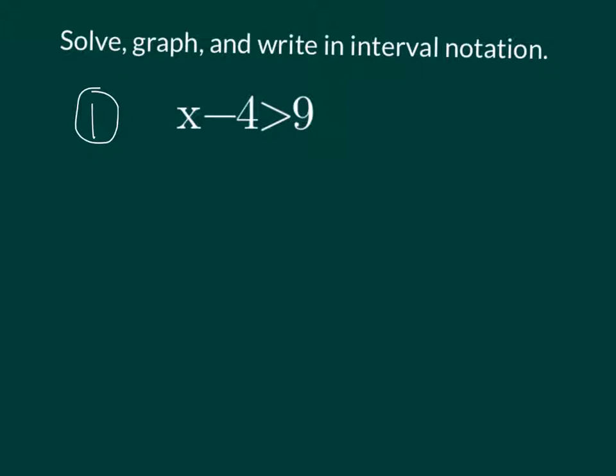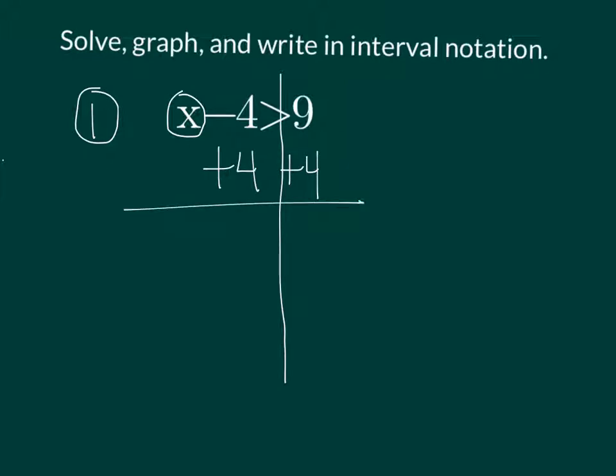Okay, so we're still going to follow the rules of equations, so we're going to go ahead and draw a line, even though it's an inequality, but the rules still apply, like we have left side and right side. So I'm going to solve for x. Okay, so that means I got to get rid of my minus 4, so I'm going to add 4. And if I add 4 to one side, I have to add 4 to the other. Okay, that cancels. So I end up with x is greater than 13. All right, so that we solved.